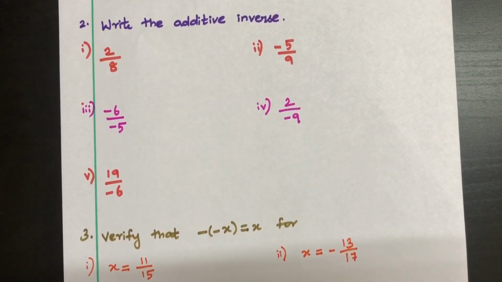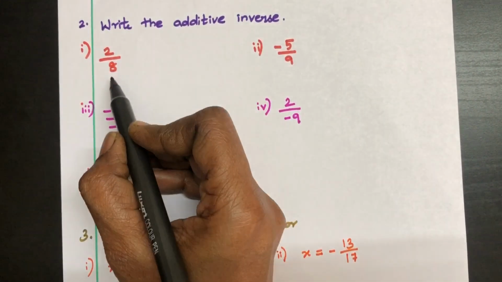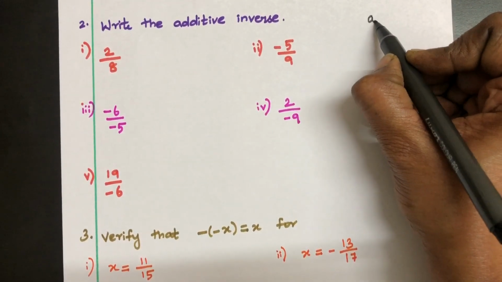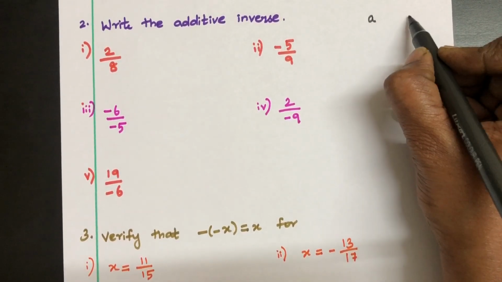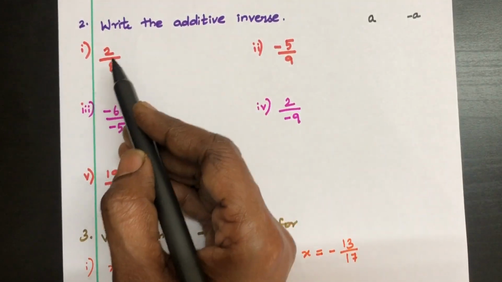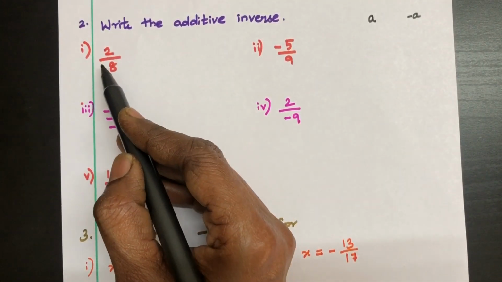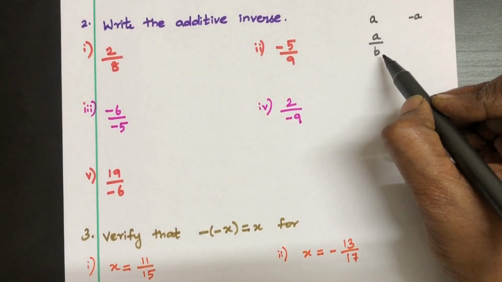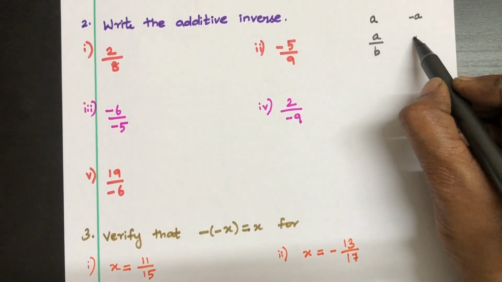Second question, write the additive inverse of 2 by 8. What is the additive inverse? Normally, what is the additive inverse of a number? For a, minus a is the additive inverse, right? So here it is in fractional form. So for a by b, what is the additive inverse of a by b? It is minus a by b.